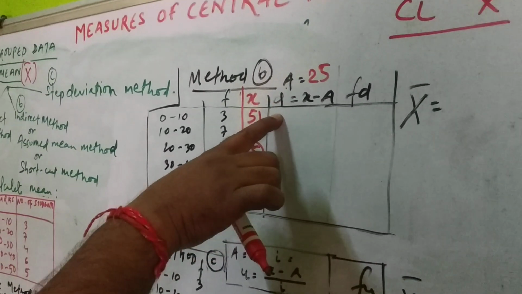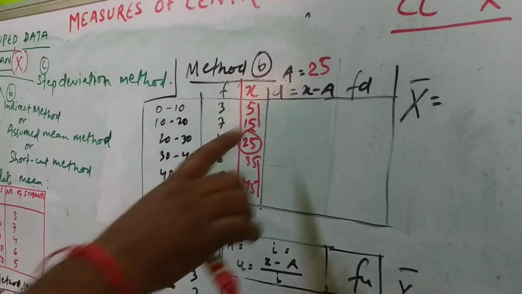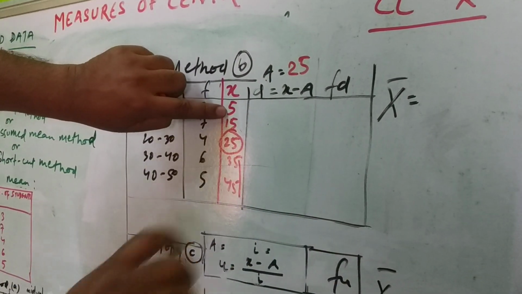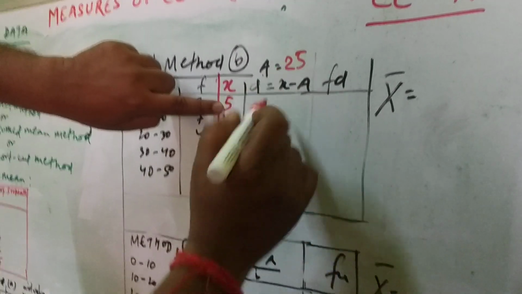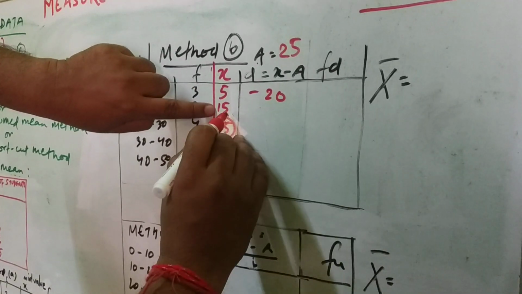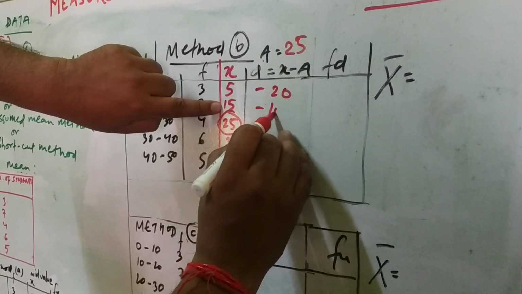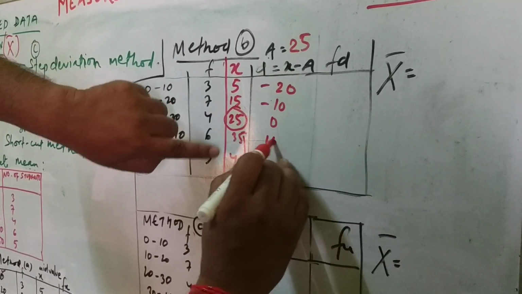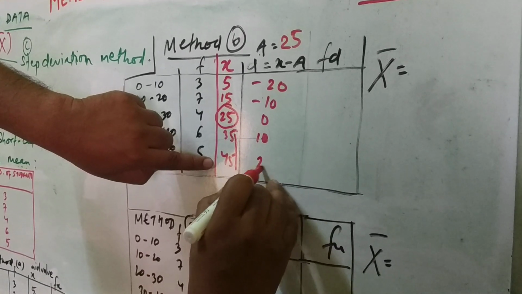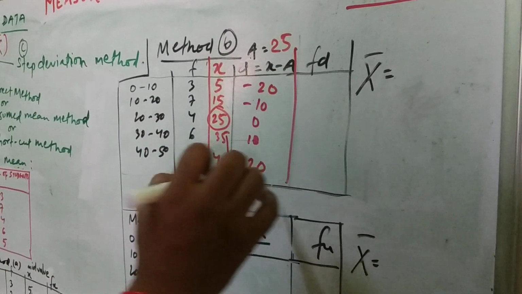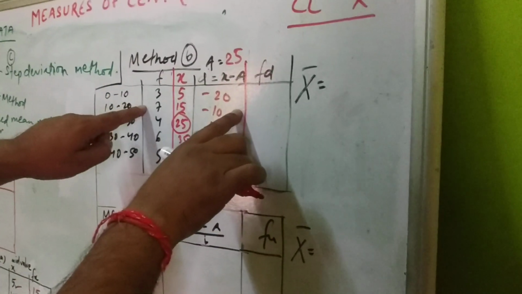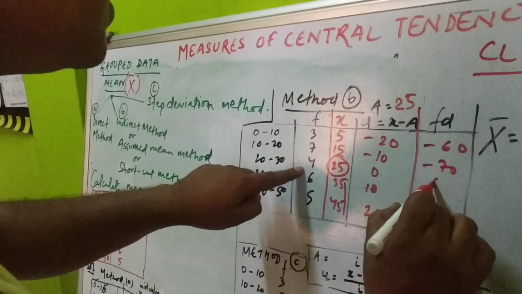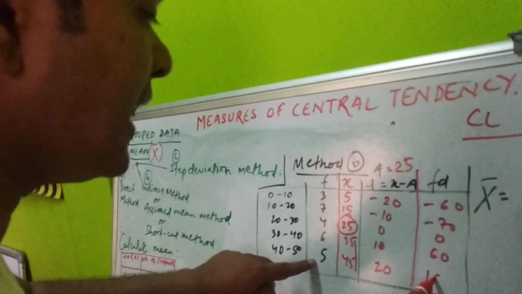Now we are calculating D. D means deviation. The formula of deviation is x minus A, which means x is 5 minus A is 25. So 5 minus 25 is minus 20. 15 minus 25 is minus 10. 25 minus 25 is 0. 35 minus 25 is 10. 45 minus 25 is 20. Now you will find the product of f and d. 3 20s are minus 60, minus 70, 0, 60 and 100.